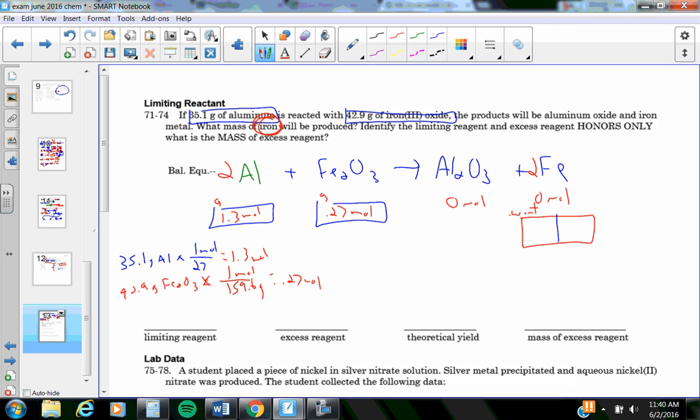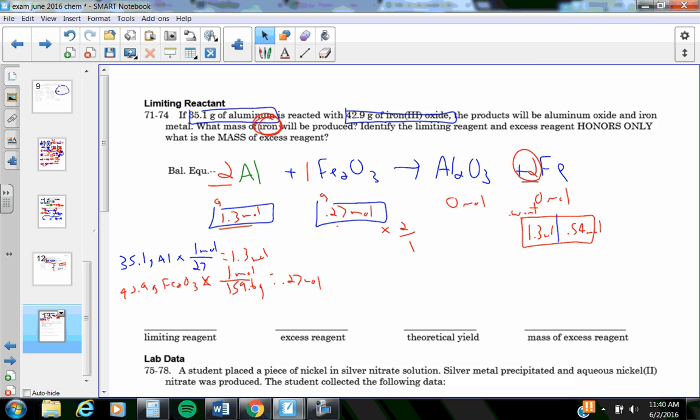I have enough aluminum, 1.3 moles. Let's see, 2 moles of aluminum make 2 moles of Fe. So 1.3 moles of aluminum could only make 1.3 moles of Fe. 0.27 moles of iron oxide. 1 mole makes 2 moles of iron, or twice as much. So 0.27 times 2 over 1 would be 0.54 moles. So I've got 2 numbers over there, but only one of them is the true one.